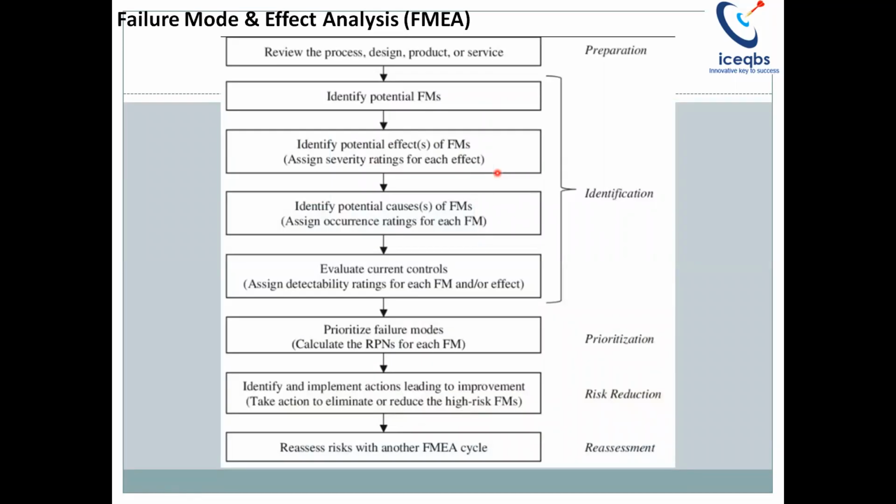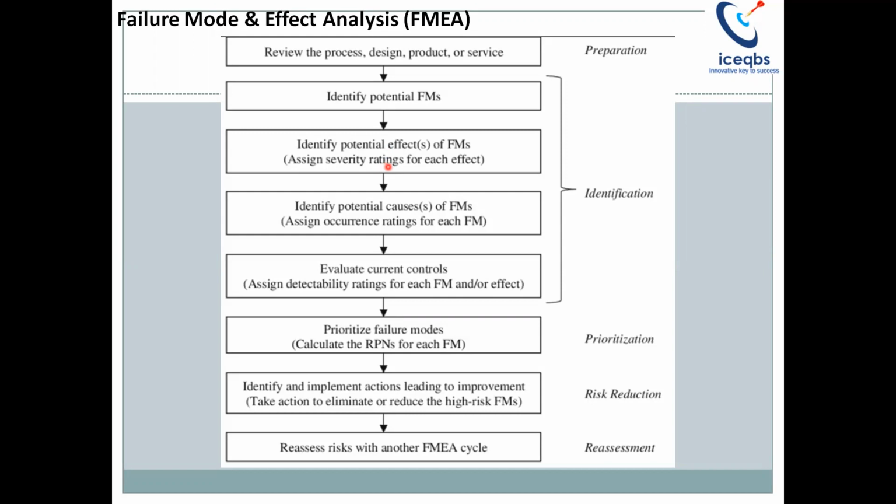For whatever process or design you want to do the FMEA on, first you have to do the review. Review the process or design of the product or service on which you are going to do the FMEA. That is the preparation stage. Once you have done the review, you identify the potential failure modes. FM means failure mode. Then for each failure mode, you identify the potential effect. What is the effect it is going to have? Based on the impact, you assign the severity rating. If the impact is very high, 10. If it is low, then it is 1.